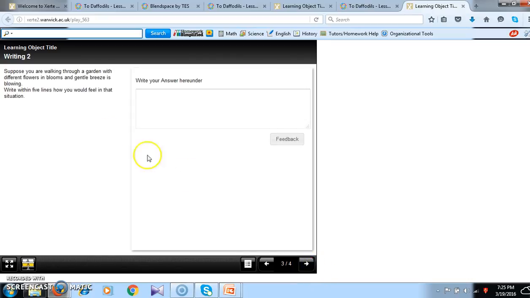Now, suppose that you are walking through a garden with different flowers in bloom and a gentle breeze is blowing there. Write within five lines how you would feel in that situation. Write in the boxes and feedback. Yes, it's feedback for you.